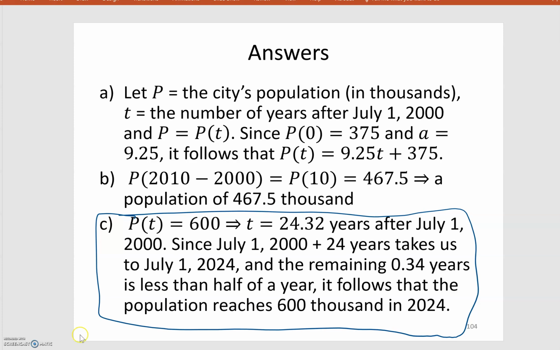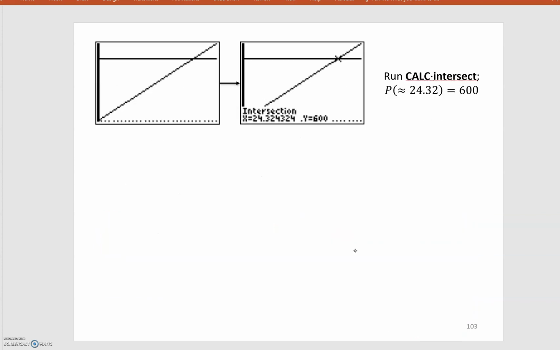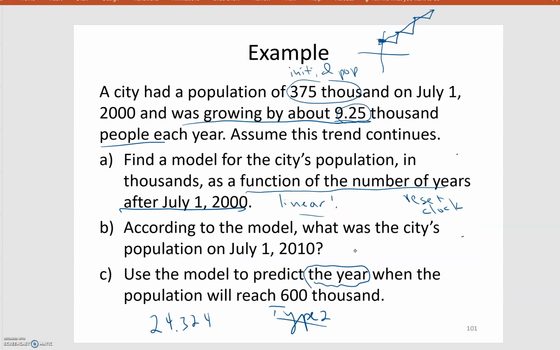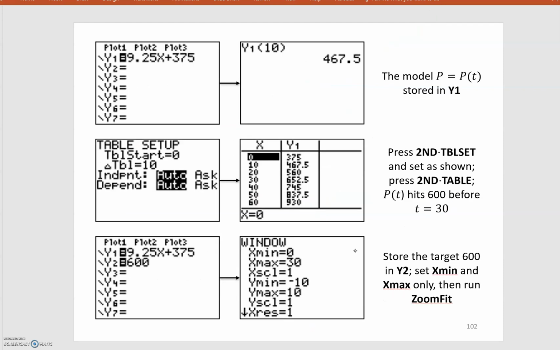All right, so I wanted to say another word about this last part of this question, just to make sure that we all understand how to convert elapsed time into calendar time. So we found the answer to this using Calc Intersect, and that answer was 24.32 years. The question, in case you've forgotten, was this: use the model to predict the year when the population will reach 600,000, and our model that we found was right here.